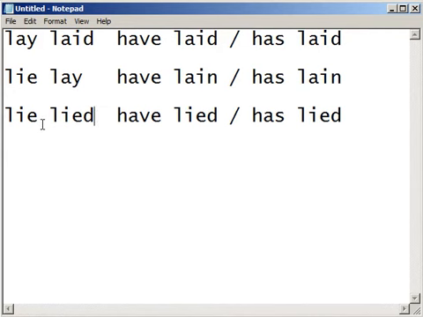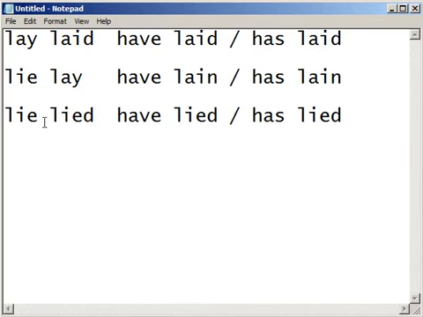Now this means, of course, to tell a falsehood. So I lie, he lies. Now the past tense of this, or imperfect tense, is lied. So yesterday I lied, yesterday he lied. The past participle of this version of to lie is lied. So it's I have lied, he has lied.